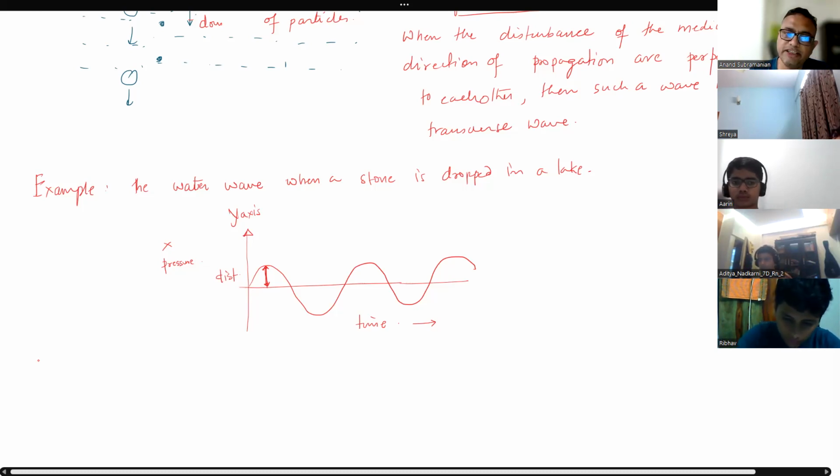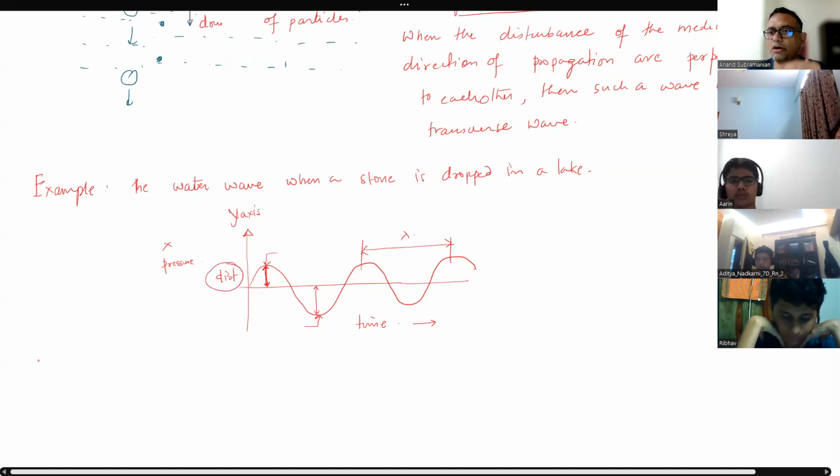But all the definitions are the same. We are still going to call this amplitude, crest, trough, and wavelength. Everything is the same. Only thing is what you are showing in the y-axis is going to be the distance of the particles moving from mean position to top position. That is called amplitude. And this is from mean position to bottom position. This is called trough. But this height is amplitude. Did you guys follow this?